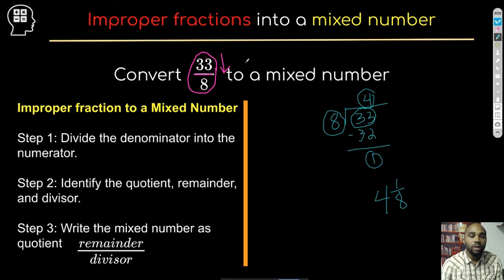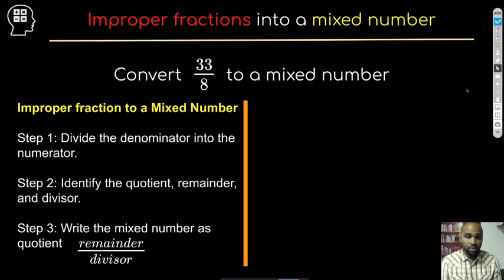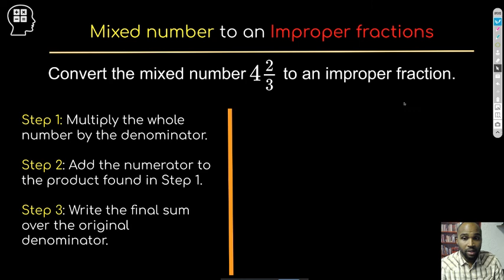Now, after a while, you'll likely be able to do this without even the work. You can just look at this problem and realize that 8 goes into 33 4 times. 8 times 4 is 32, take 32 out of 33, and you have 1 left over. And the bottom stays the same. You can do that pretty quickly once you've done enough practice problems, and people are going to be amazed. Like, how did you know that?